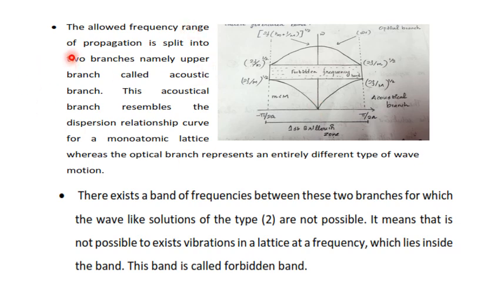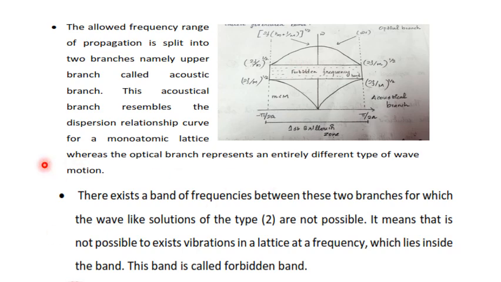The allowed frequency range of propagation is split into two branches. In the case of diatomic there are two branches, in a monoatomic there is only one, like 0 to pi by a, then pi by a to 2 pi by a, and 2 pi by a to 3 pi by a, like that. But in the case of diatomic, two branches occur. One branch is called the optical branch, another one is called the acoustical branch. There exists a band of frequency between these two branches which is called the forbidden frequency.